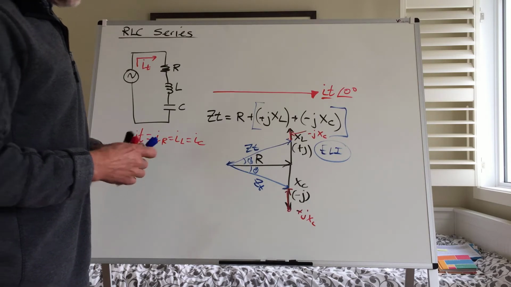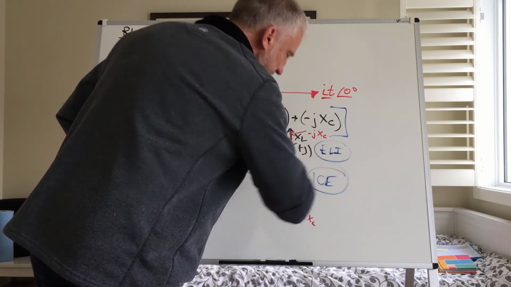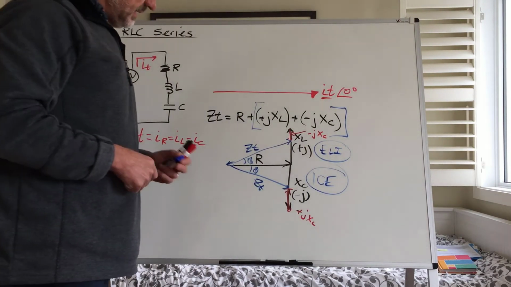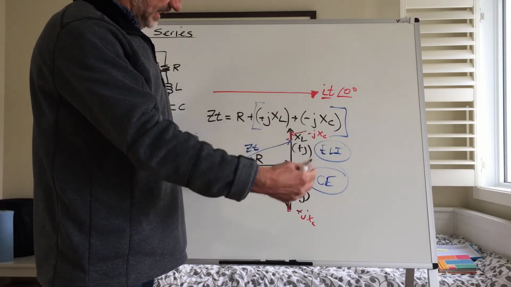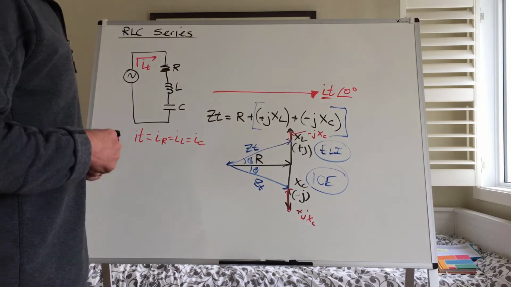And if it's a leading current, that means ICE is going to describe the voltage current relationship. And sure enough, lagging impedance, leading current. Leading current is what we see from that acronym.